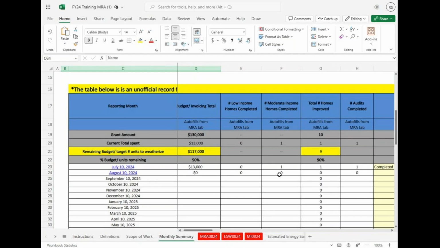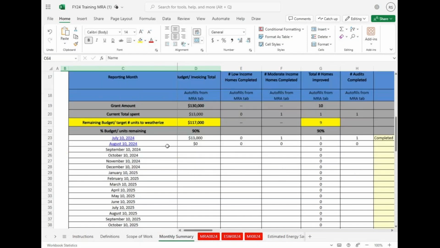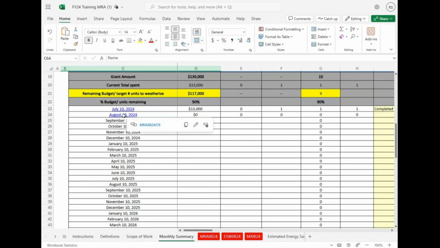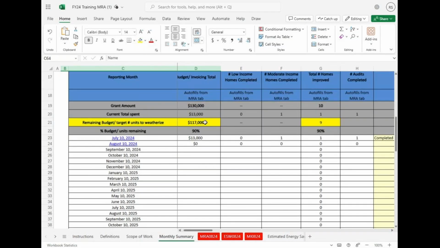Within this section right here of the monthly summary tab, this is all pre-populated after filling in the MRA. And we will return to that section after we complete the MRA to show you the changes it makes on its own, which is very helpful so you can see your whole fiscal year progress and how much money you have spent and how much you have left. We will return to that later in this training.